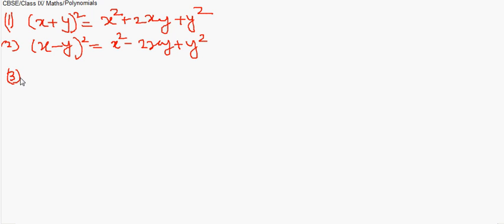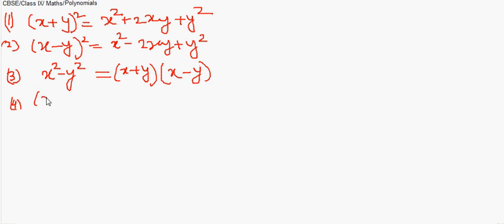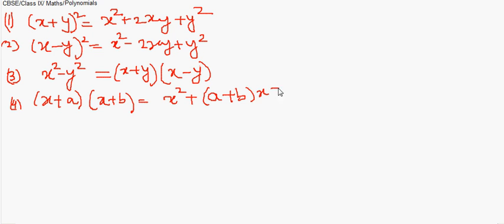Third being x square minus y square, that's giving (x plus y) and (x minus y). Oh, why did I write a 5 there? I'll rectify this with a minus. Fourth one being (x plus a)(x plus b). Will be taking up questions on application of all this. It's x square plus (a plus b)x plus ab.